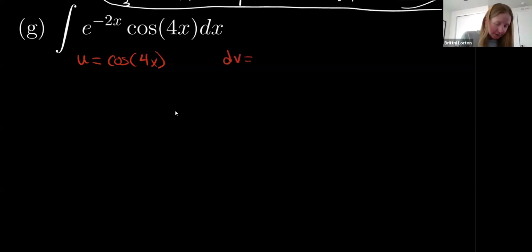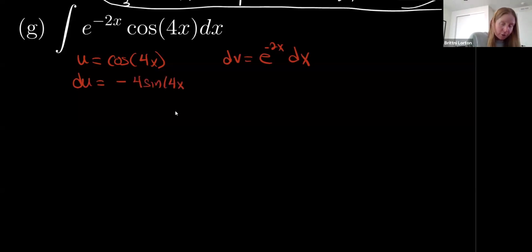So then dv has to be the other one, which is e to the negative 2x dx. And then I need a du next. So the derivative of cosine is negative sine. And that one, remember, you did a derivative. So you multiplied by the derivative of the inside. That was a chain rule. That was not an antiderivative. That's why it's times 4. And then this one is an antiderivative. So that's why I did divide by the constant multiple. And remember, we'll throw the plus c's in later.